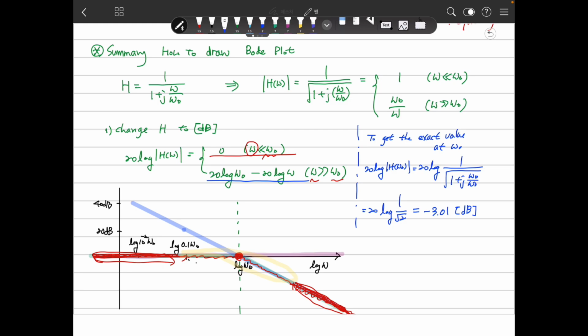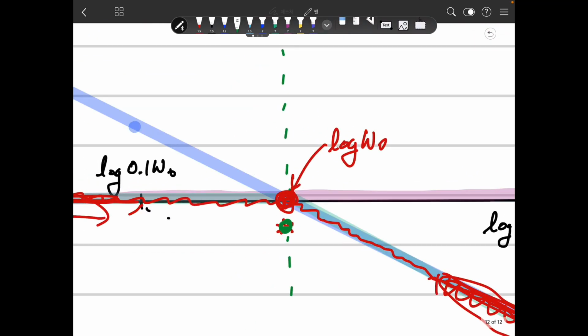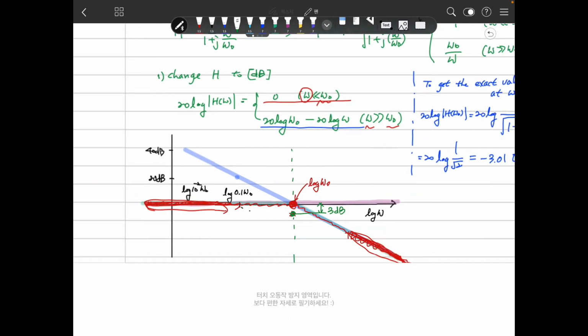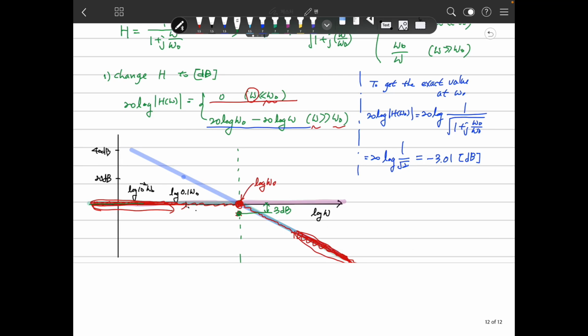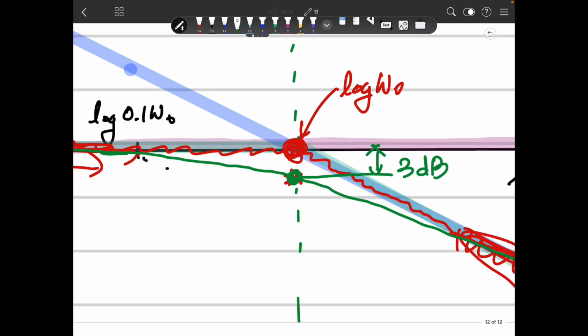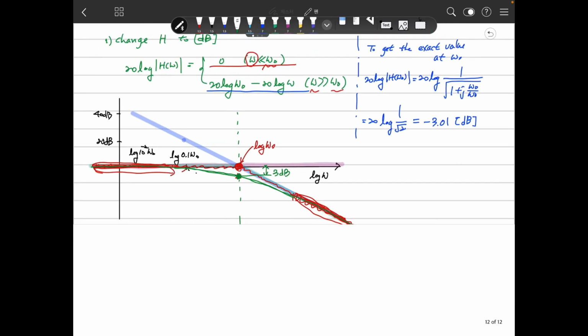So exactly at this point, this is the asymptotic graph, and exactly at this point, this is log omega 0. We have about that value here, and the amount of this is 3 dB. The real line is the same elsewhere, but a little bit different in this manner. This is the exact line, and exactly, this is the value.